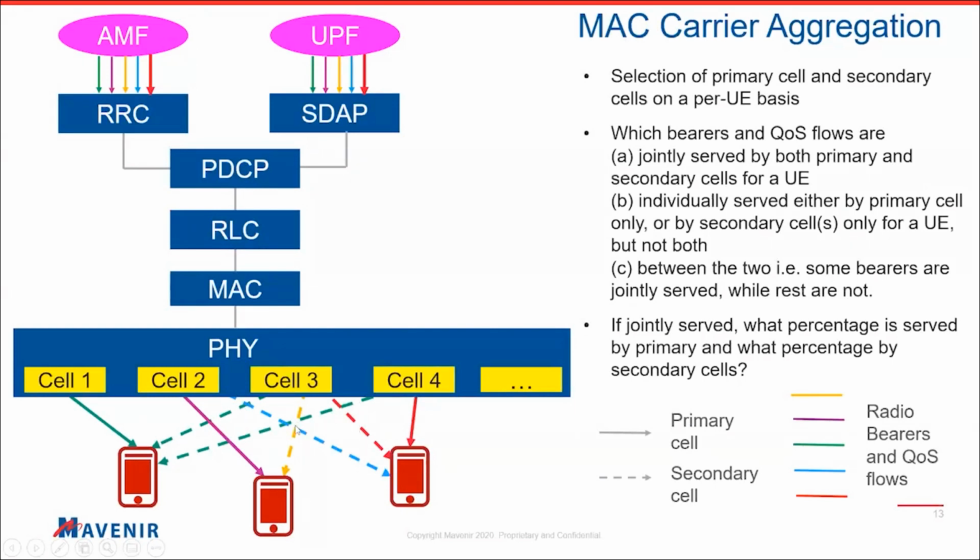But cell 2 is only serving the blue barrier for this user. So the blue barrier is only being served by cell 2. It is not being served by any other cell.